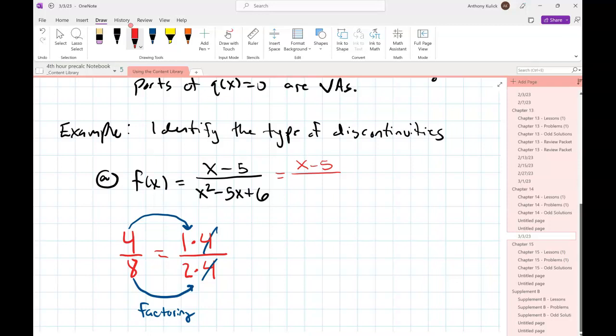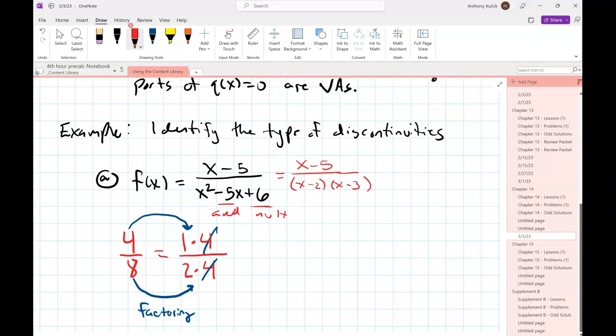You need the two things that multiply to give us 6 and add to give us -5. What are those two numbers? -2 and -3. -6 and 1 will multiply to give us -6, not +6. Easy mistake to make.